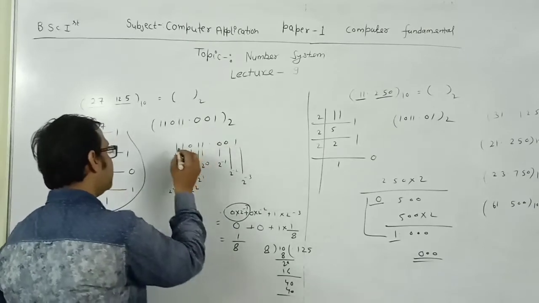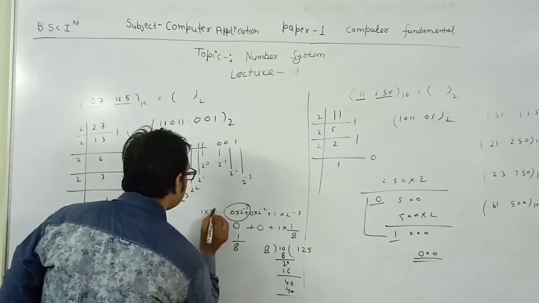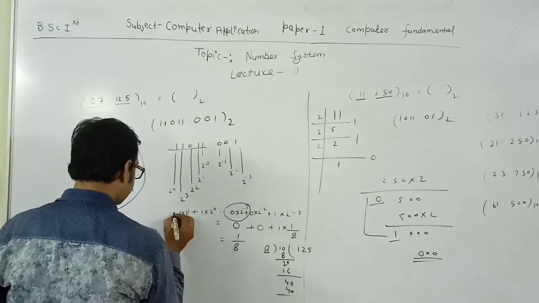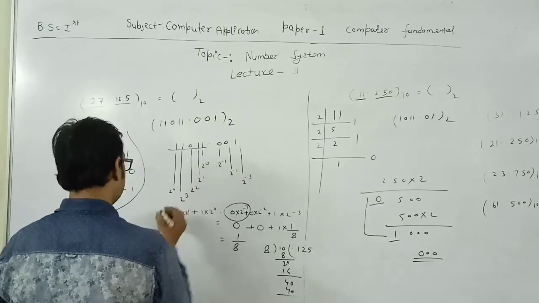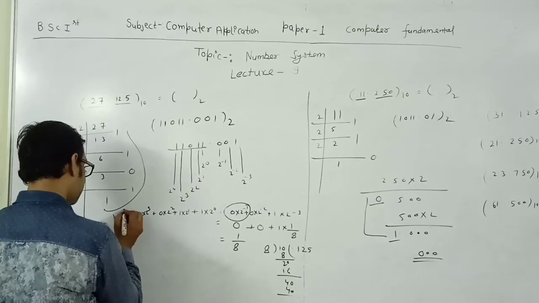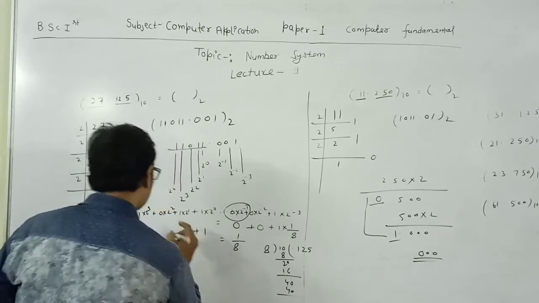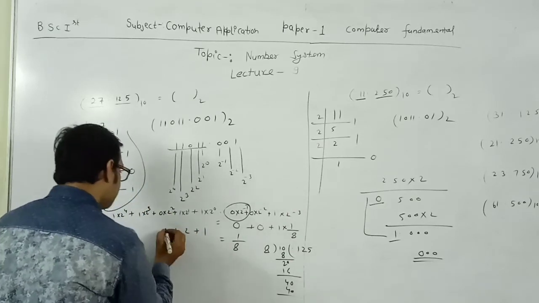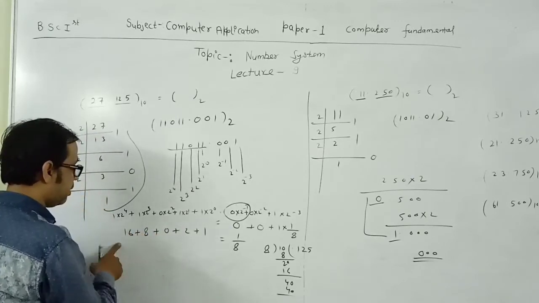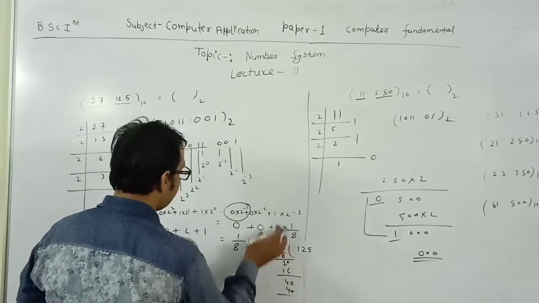And now you solve the integer part. This is 1 into 2 power 0, plus 1 into 2 power 1, plus 0 into 2 power 2, plus 1 into 2 power 3, plus 1 into 2 power 4. 2 power 0 is 1, 1 into 1 is 1. 2 power 1 is 2, 2 into 1 is 2. 2 power 2 is 4, 4 into 0 is 0. 2 power 3 is 8, 8 into 1 is 8. 2 power 4 is 16, 16 into 1 is 16. 16 plus 8 is 24, plus 2 is 26, plus 1 is 27. So this is 27.